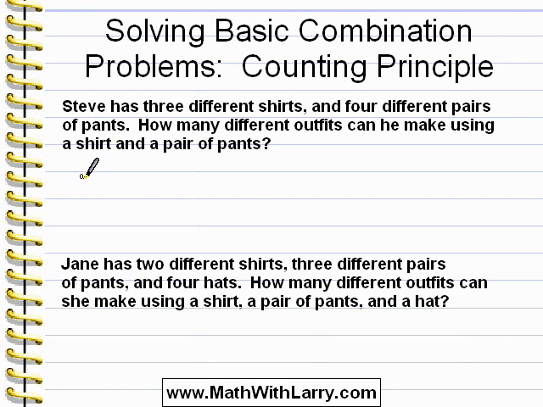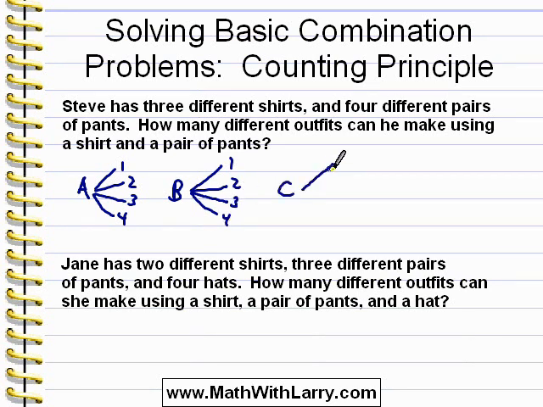What I can do is call the first shirt A, and then show that shirt A can go with any of the 4 pairs of pants. Let's call them 1, 2, 3, and 4. Then shirt B, a different shirt, could be matched with any of the 4 pairs of pants, and the same for shirt C. Now if we count up the combinations, we'll see that there are 12 possible branches. So there's 12 possible outfits he can make.